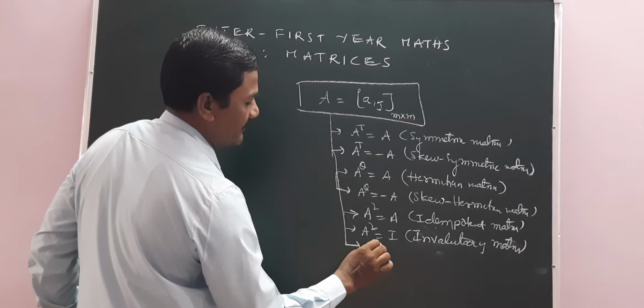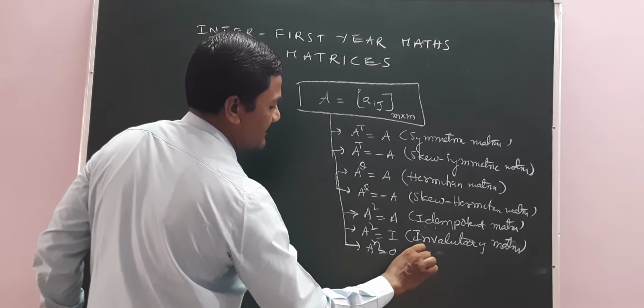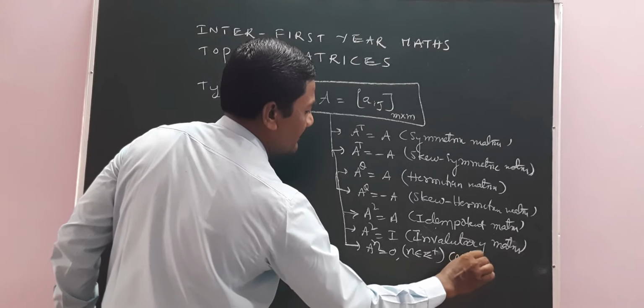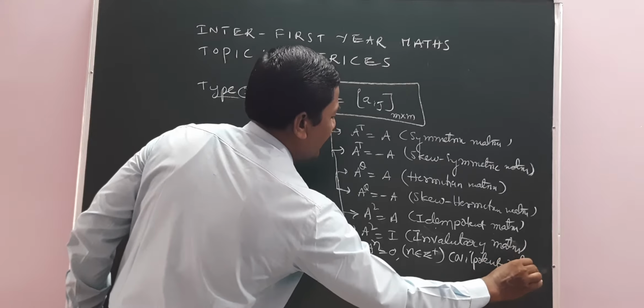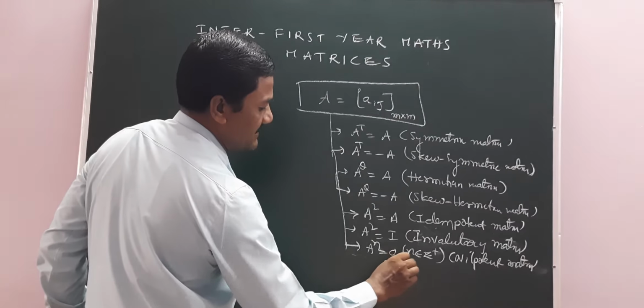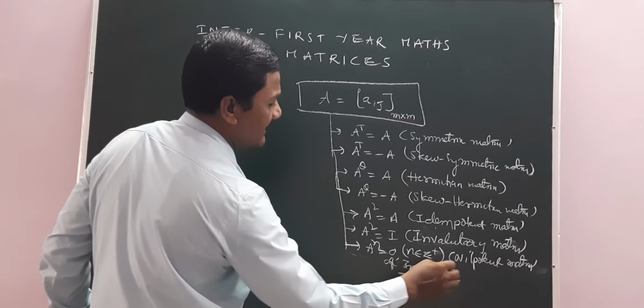A power n is equal to 0, where n is a positive integer, is a nilpotent matrix. Nilpotent matrix of index n. The index is n.